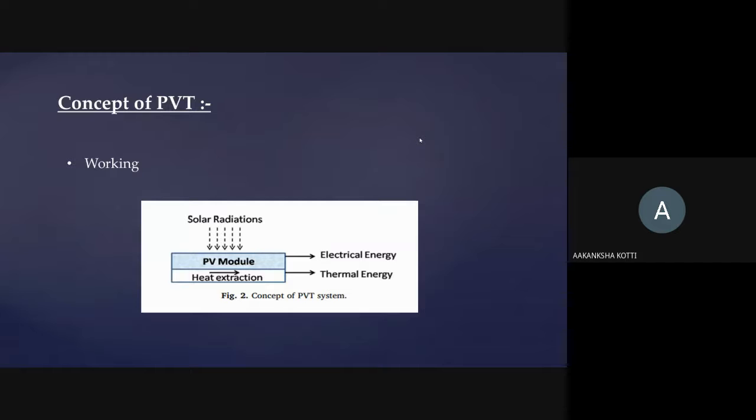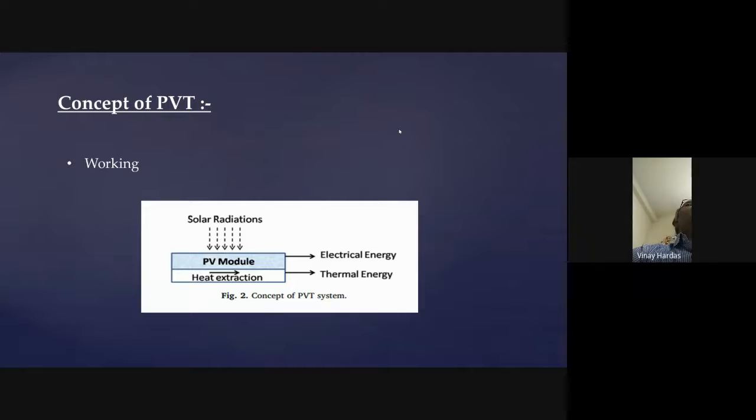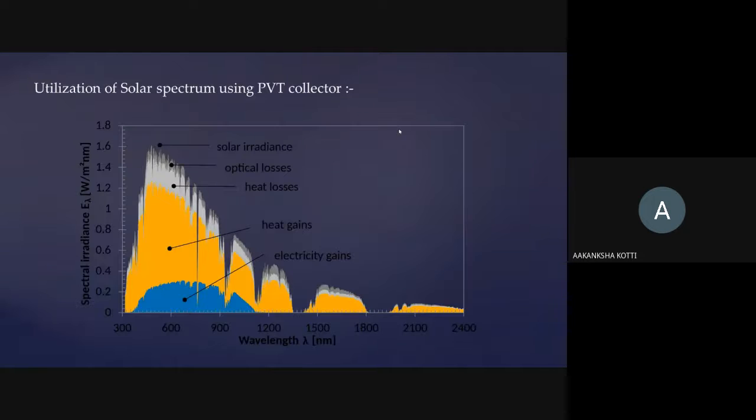The concept of PVT. It is also known as the hybrid solar collector. It converts solar radiation into usable thermal and electrical energy. It combines the PV solar cell, which converts sunlight into electrical energy, with a solar thermal collector, which transfers the unused waste heat from the solar module into the heat transfer fluid.